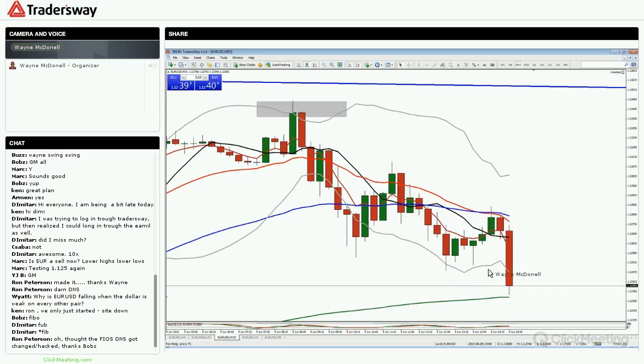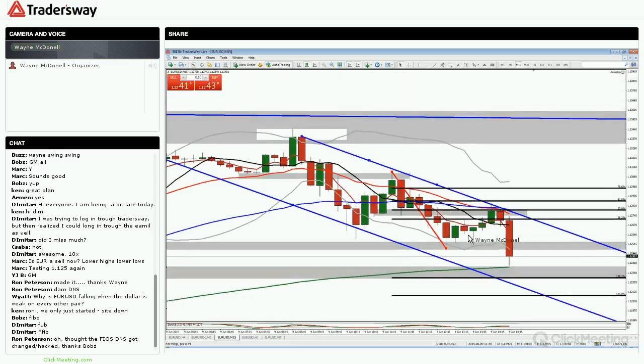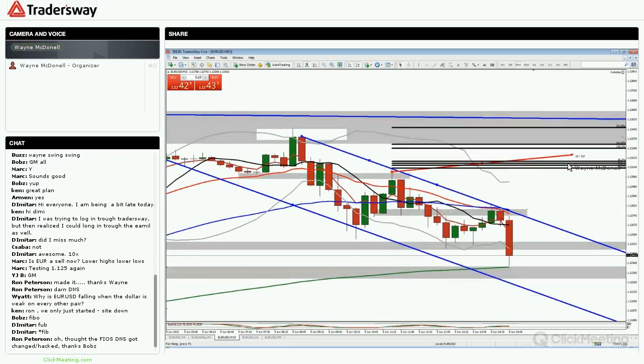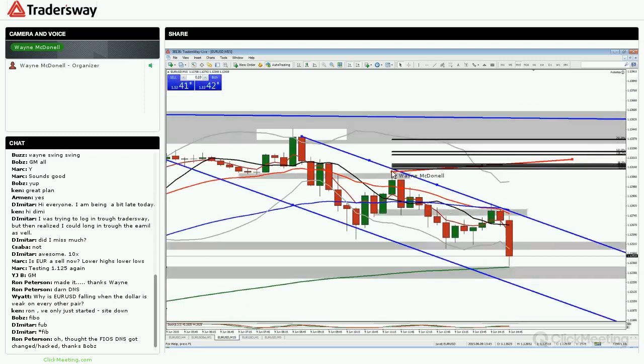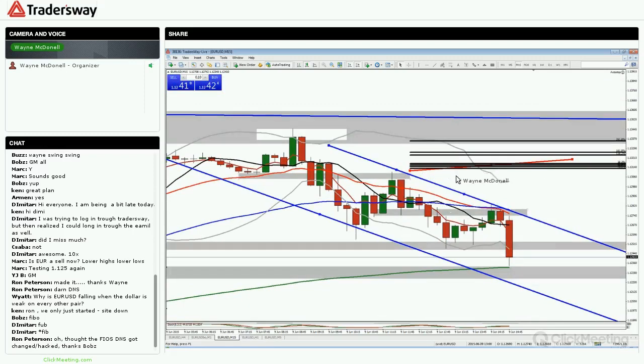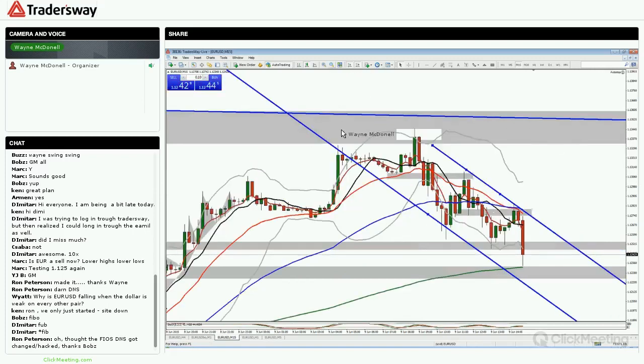Oops. Okay. Ah, man. Can't get rid of that either, huh? Guess I can do it manually. Any questions? I mean, at some point, right? Even if you're a bull, at some point you should recognize the lower low.